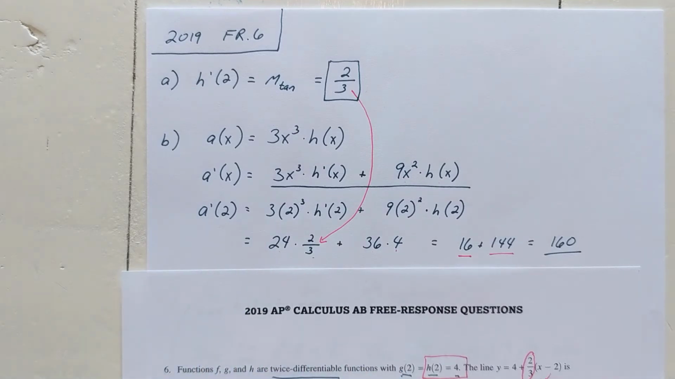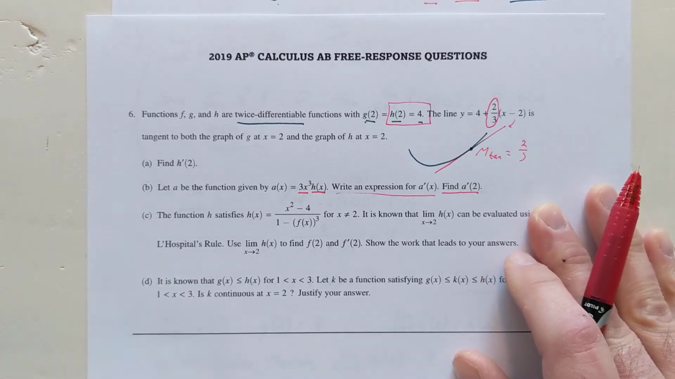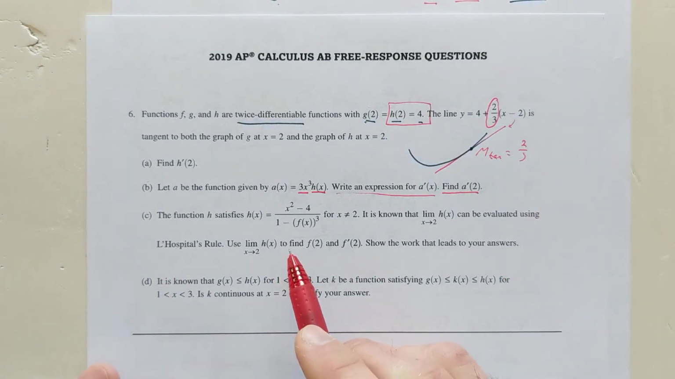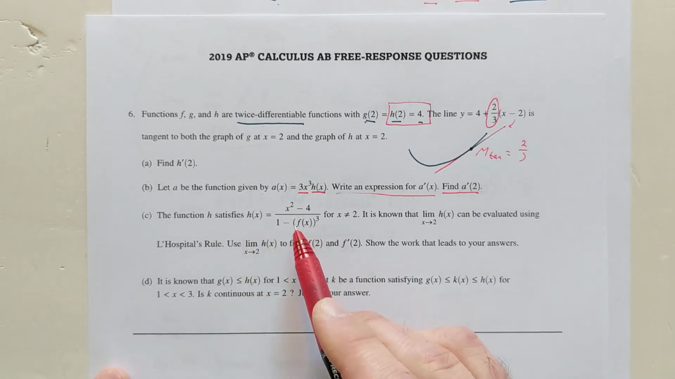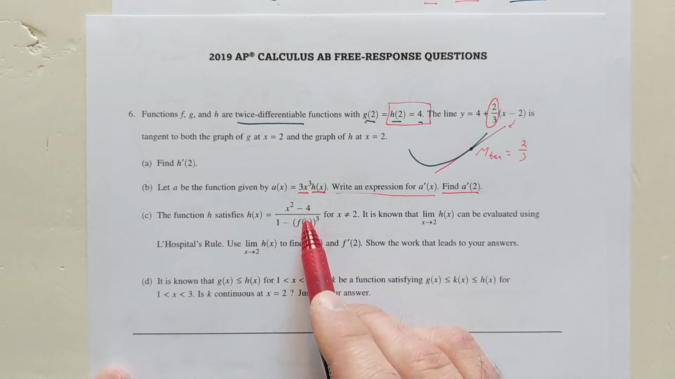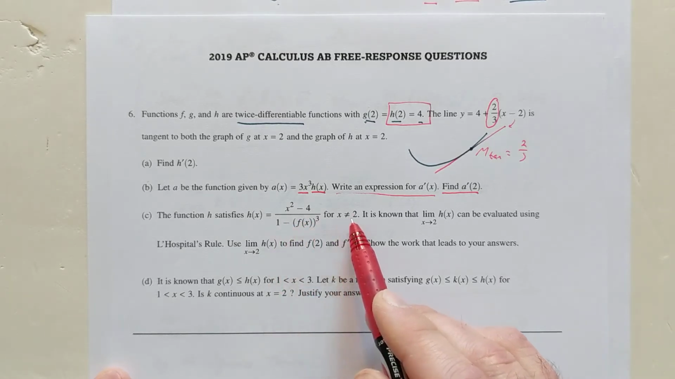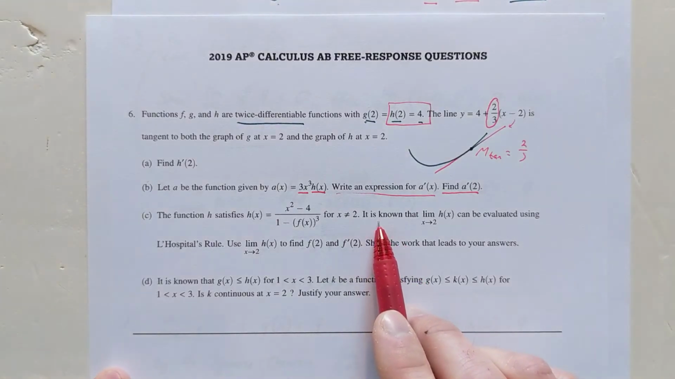So zipping right along, that takes us through part B, and let's see what's going on with part C right now. So this is where it gets interesting. They've given us a new function, a definition of h of x, that's defined in terms of f of x. So it's x squared minus 4 over 1 minus f of x cubed for all x values not equal to 2. Now this is an interesting piece of info they've given us.